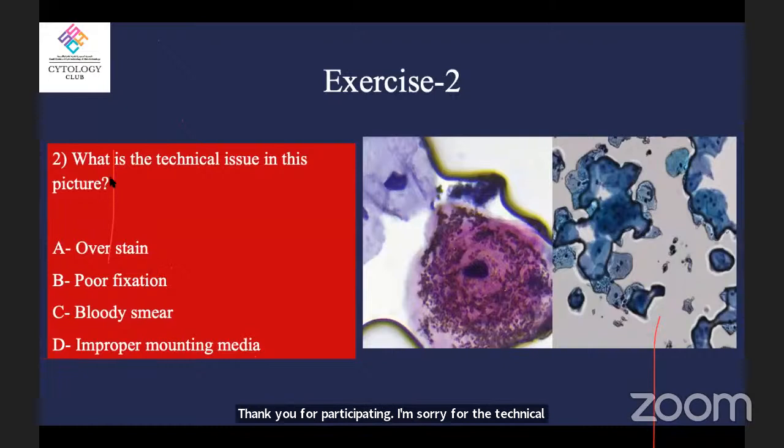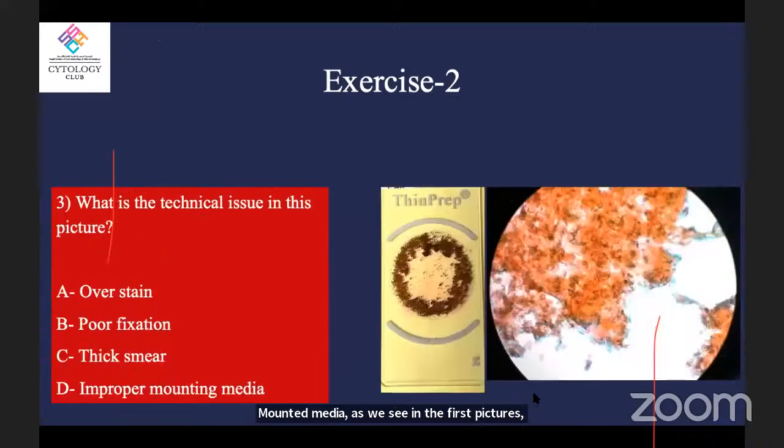Okay, thank you. So the correct answer is improper mounting media, as we see in the first pictures, conflict artifacts and the air drying artifact. And this is the third question: what is the technical issue in this picture?